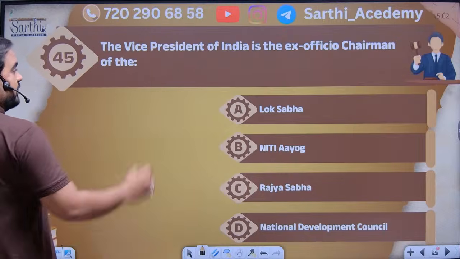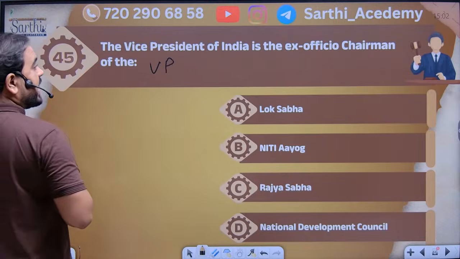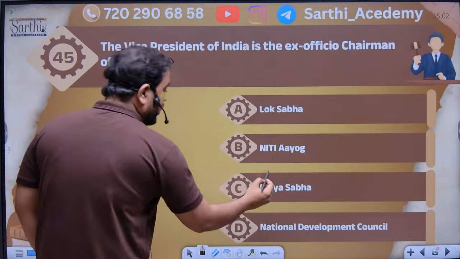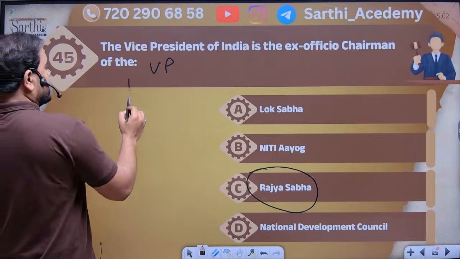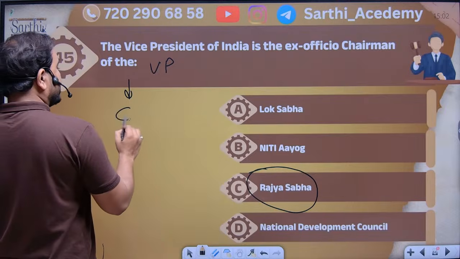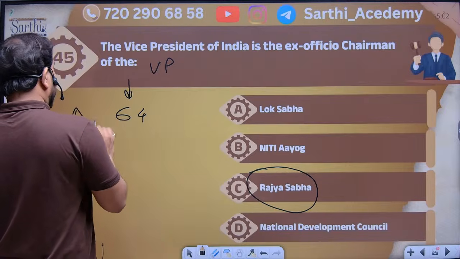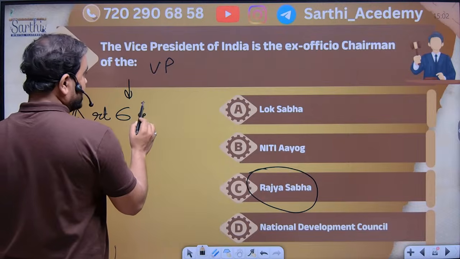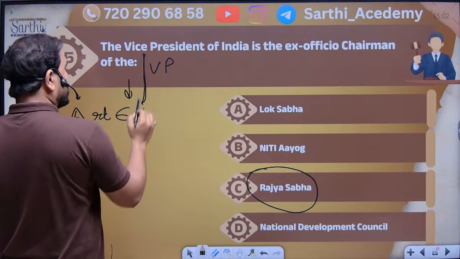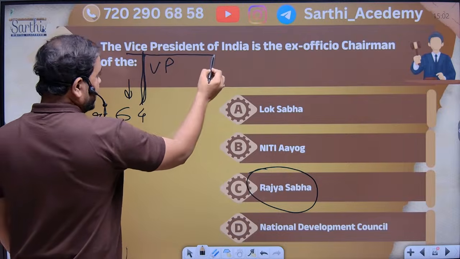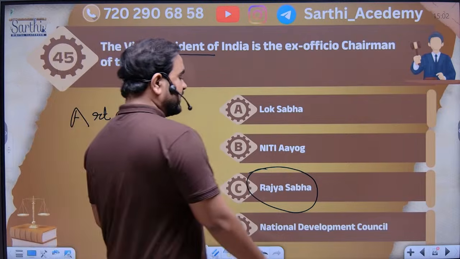The VP, Vice President of India, is ex officio chairman of the Rajya Sabha, and it is written in article number 64. Article number 64 deals with the Vice President of India, and it provides that the Vice President of India is the ex officio chairman of the Rajya Sabha.